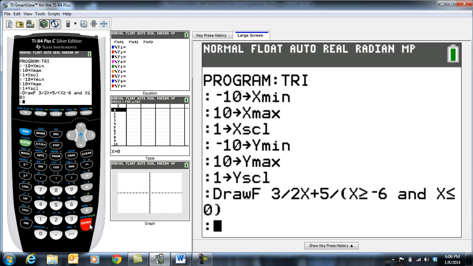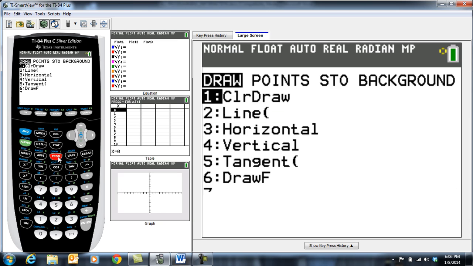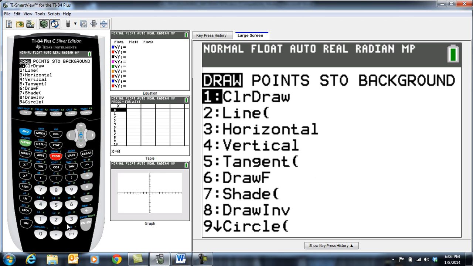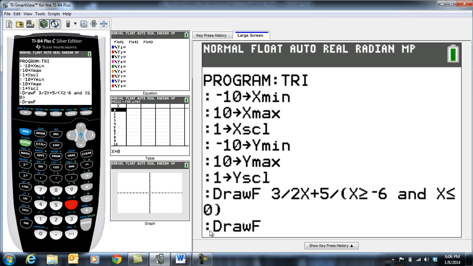We're going to do the equation for the other side of the triangle. So we're going to have to get this draw F again. To get draw F, remember we go second, program. Number 6 says draw F. So there's our y equals. And this time that equation was negative 3/2 x plus 5. So we're going to do negative 3 over 2x plus 5. So there's my equation. Now I have to do my domain.